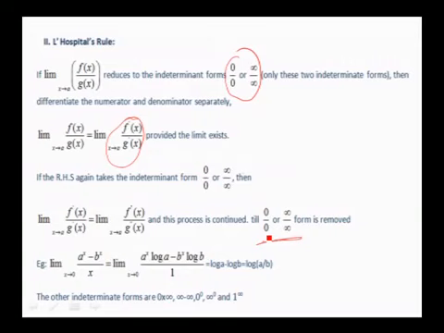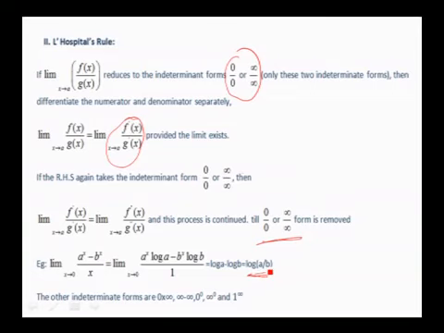One small example I have given here. If you consider the limit as x tends to 0 of a to the power of x minus b to the power of x over x, this is of the form 0 by 0. So differentiate the numerator: a to the power of x into log a minus b to the power of x into log b. Differentiate the denominator, it is 1. If you simplify, allowing x to tend to 0, a to the power of 0 is 1. So it is log a minus log b, which is log of a by b. So that is the answer.